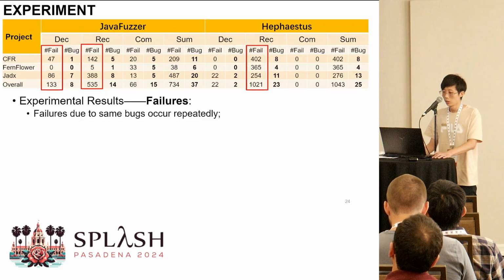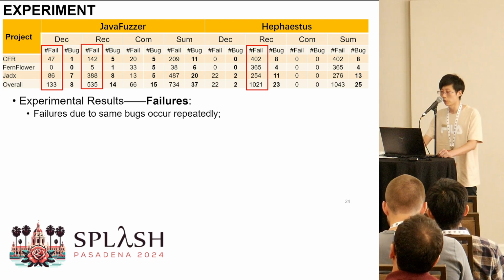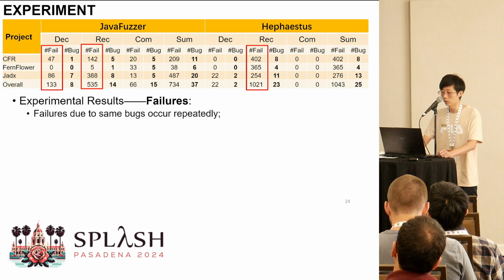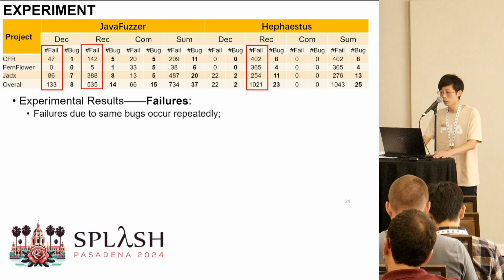And here we listed the detailed data of these failures and the corresponding bugs revealed from them. Here, the possible explanation for the extremely high failure rates may be that the 3 decompilers repeatedly failed on similar code patterns.